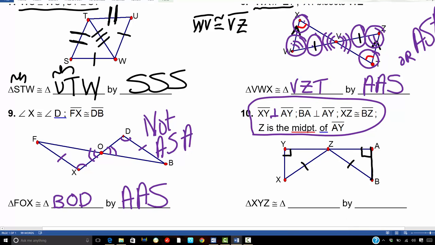And then lastly, it tells us Z is in the middle of segment AY. So if it's in the middle of this segment right here, it means it essentially is cutting it into two equal pieces if it's directly in the middle. So that means this piece, YZ, is congruent to this piece, ZA. That's an 8, not an A.